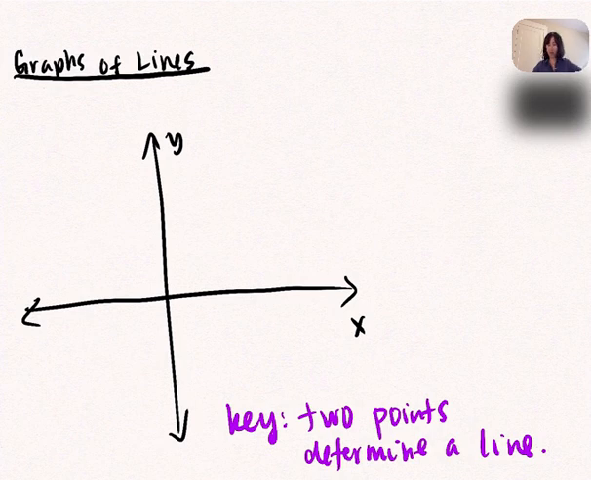Let's talk about graphs of lines. It's key before we get started that you know that 2 points determine a line. What do I mean by that?